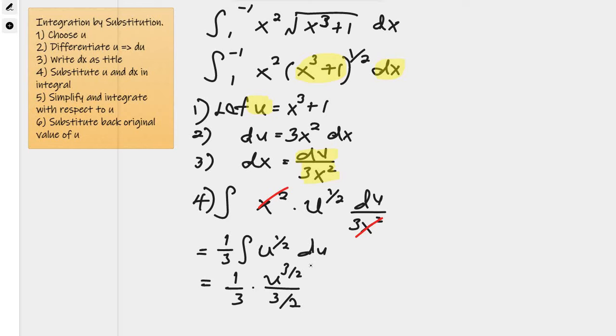Simplify the function. So this one you change to become multiplication. So you will get 2 over 3. So simplified, actually you will get 2 over 9. So equals 2 over 9 u to the power of 3 over 2. And then the last step is step number 6. You substitute back the value of u. So 2 over 9 x cubed plus 1 to the power of 3 over 2.